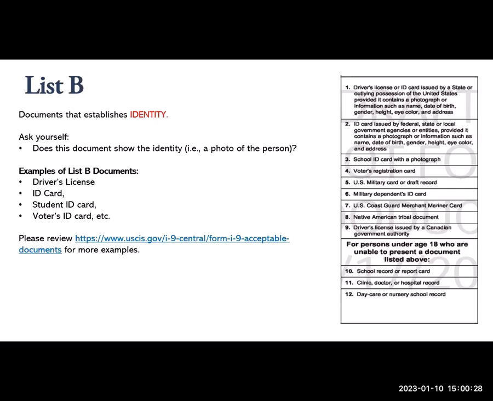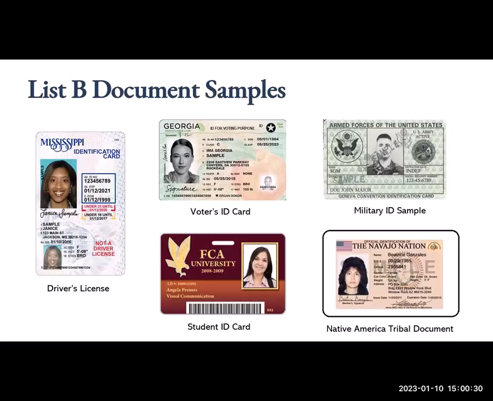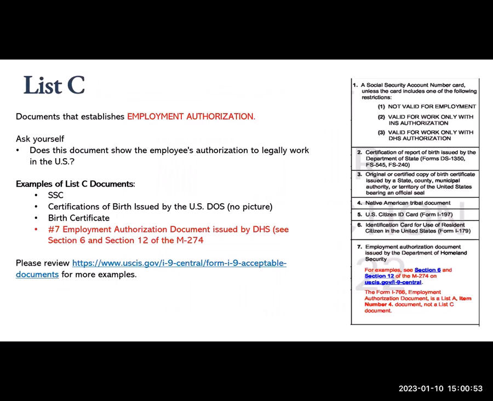Let's look at the next slide. I think we have some pictures. So here is kind of a variety: a driver's license, a voter's ID card, a student ID card, military ID, Native American tribal documents, all of them pictures, pictures, pictures, okay? Only identity. None of these documents would provide work authorization. So let's look at the List C documents.